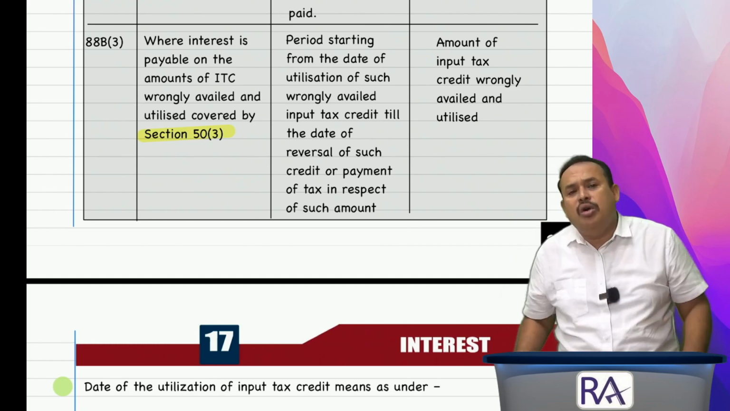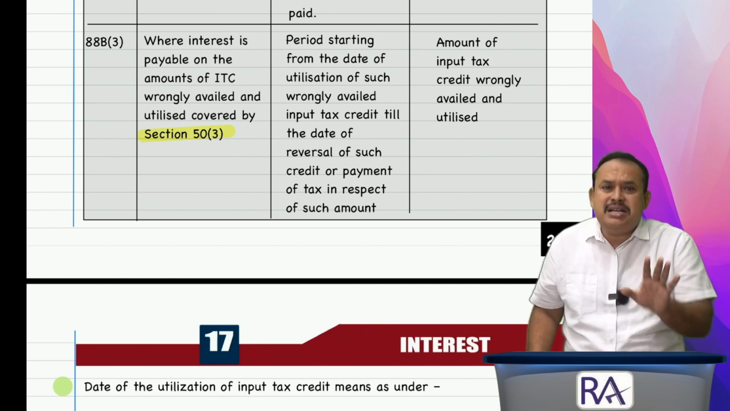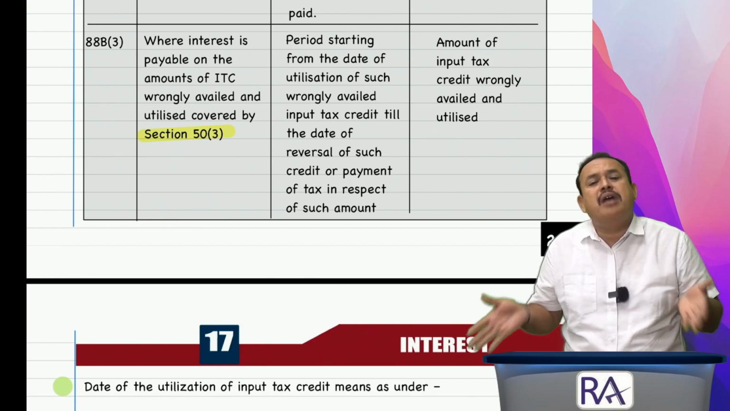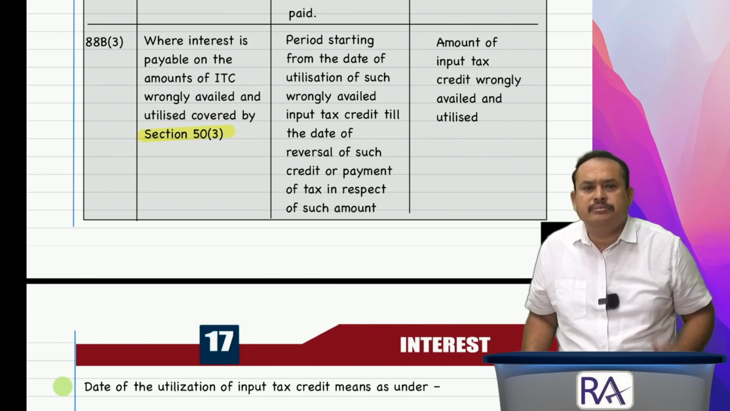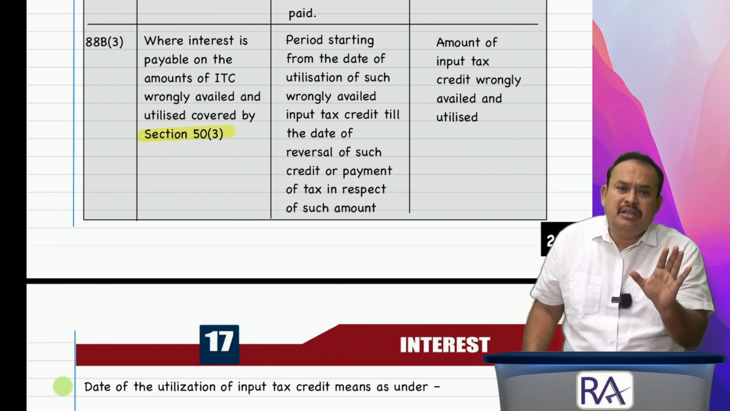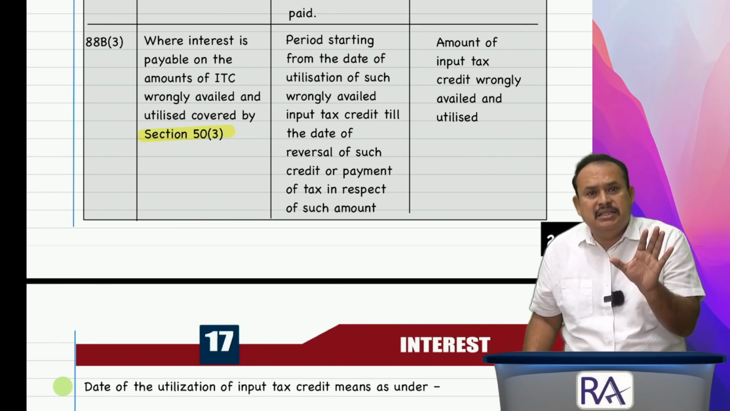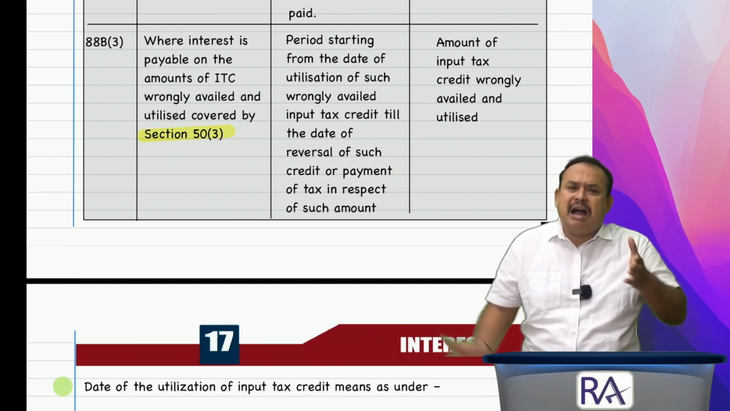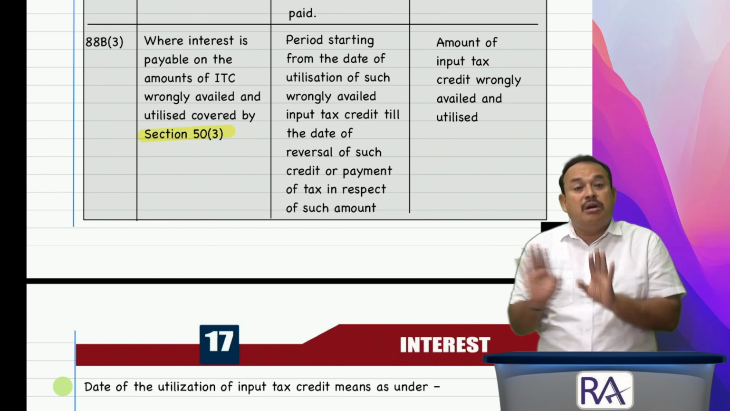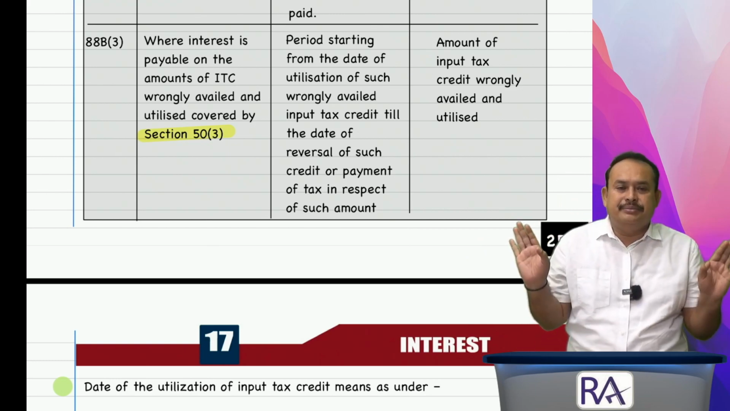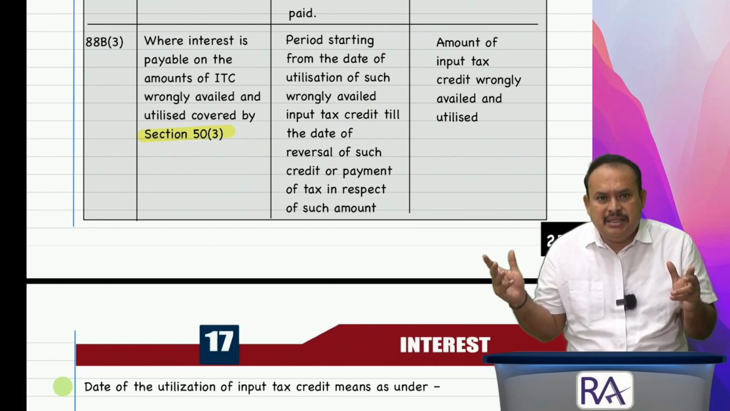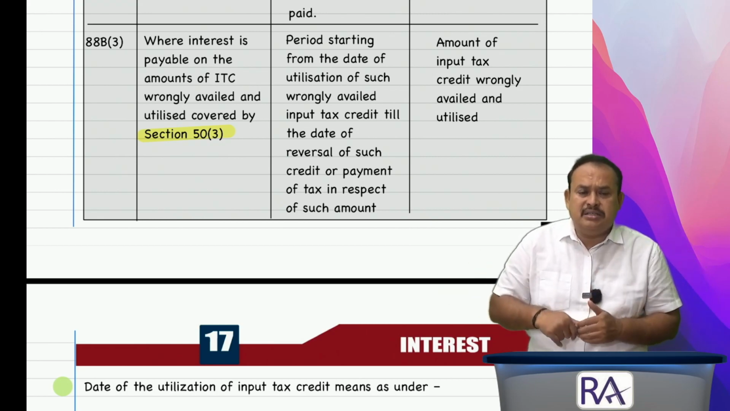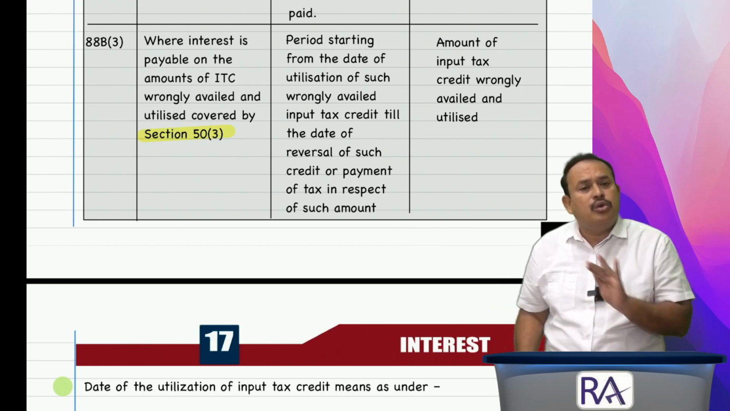Assume a scenario where credit is not allowed to be availed, but I have availed it wrongly. However, I have not utilized that credit while making the payment of my tax liability. Wrongly availed, but rightly not utilized. In that case, am I liable to pay interest for the wrongly availed credit? The law of the land says no.